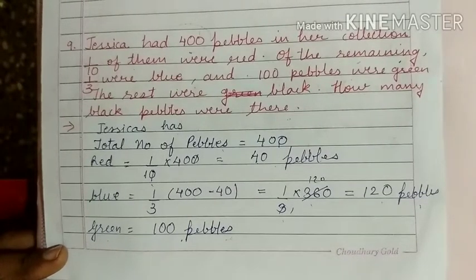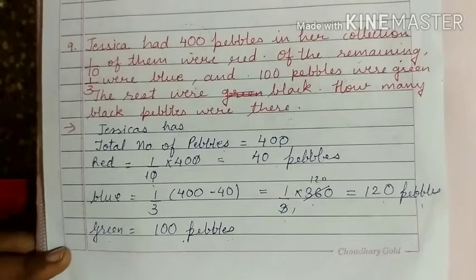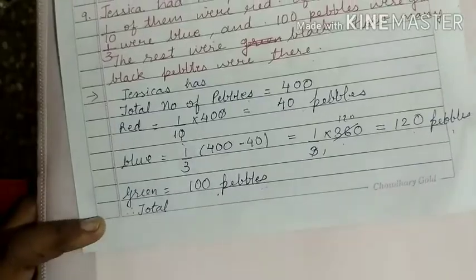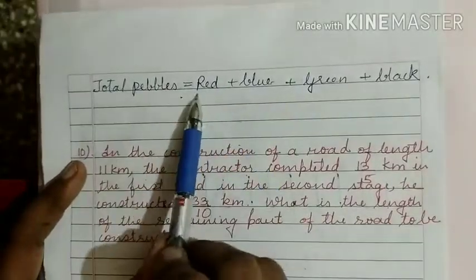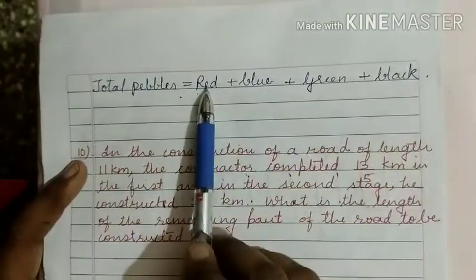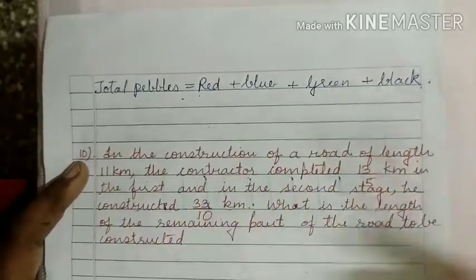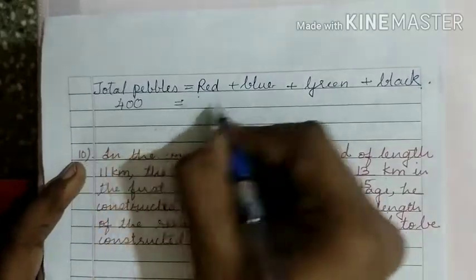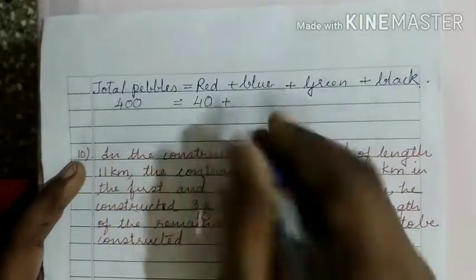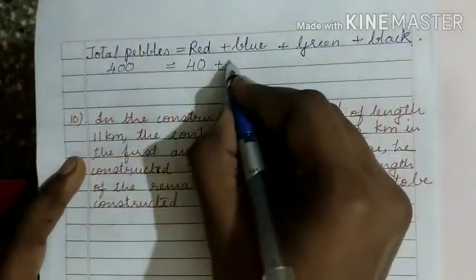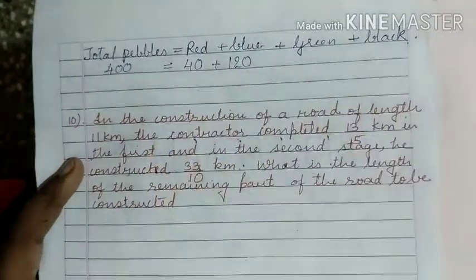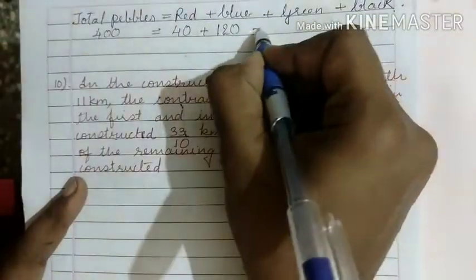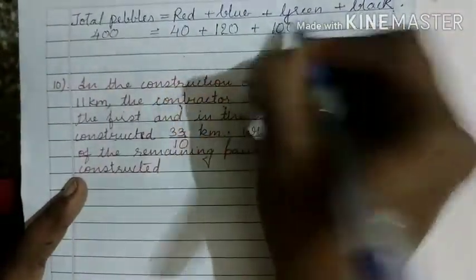So the total pebbles is equal to, we have to add all the pebbles. Therefore, total pebbles is equal to red plus blue plus green plus black. Now total pebbles, you know, it is 400. How much is red? 40. How much is blue? Blue is 120. And green pebbles is 100.